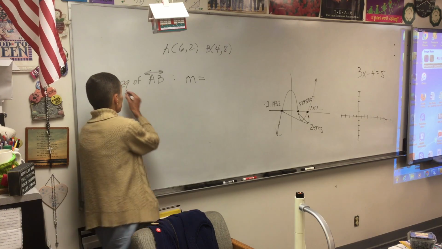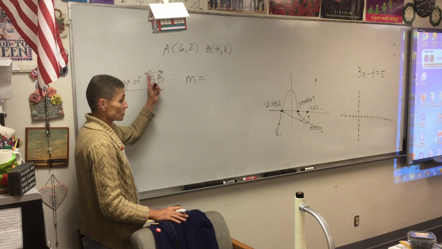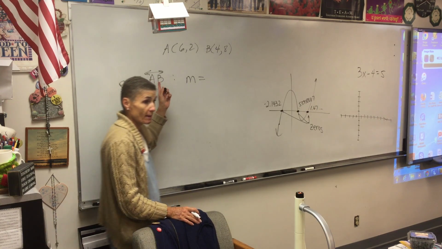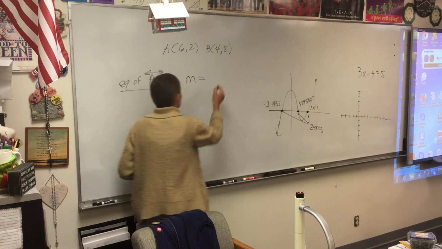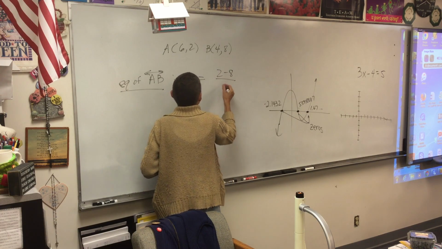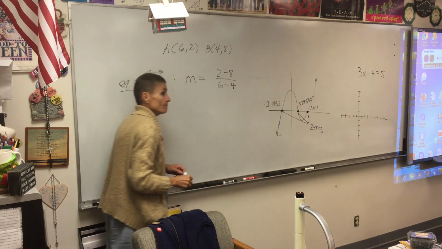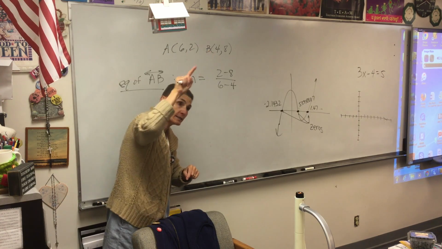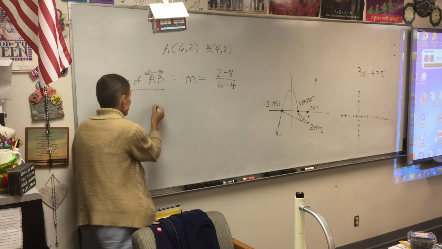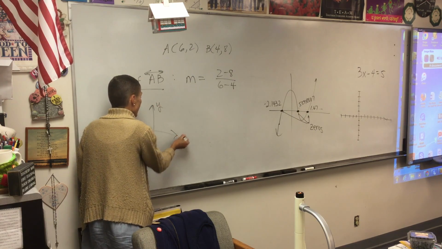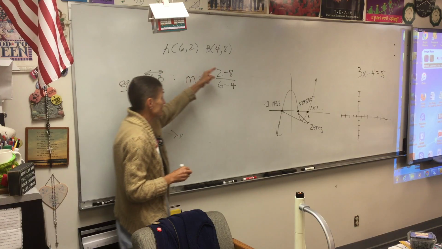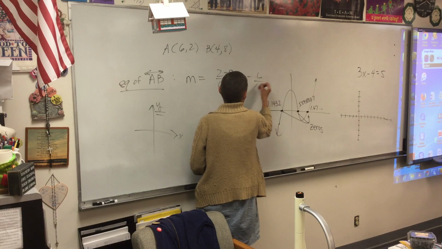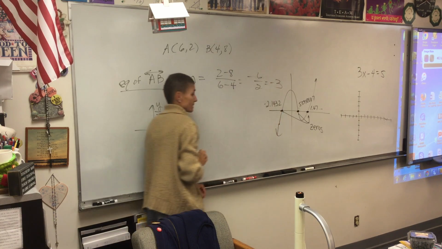If you have to write the equation of a line, and this is the notation for a line, and I know you know that because I just observed a geometry class. We do 2 minus 8 over 6 minus 4. For sure, because when we do slope, it is always y on top. Just like the grid is y on top, slope is y on top. So that's negative 6 over 2. I got negative 3 for my slope.